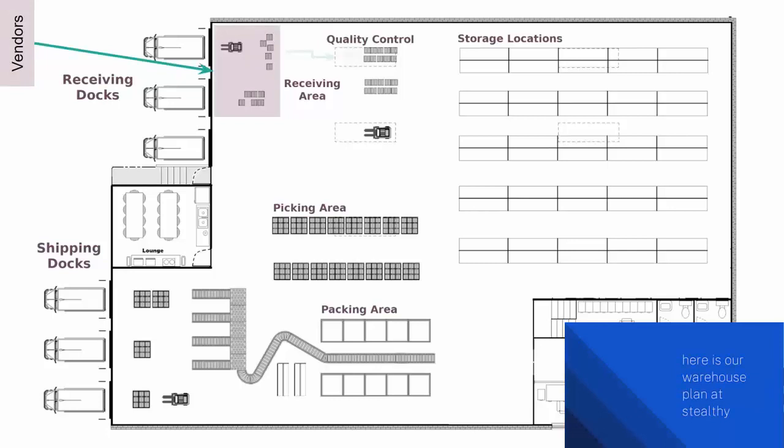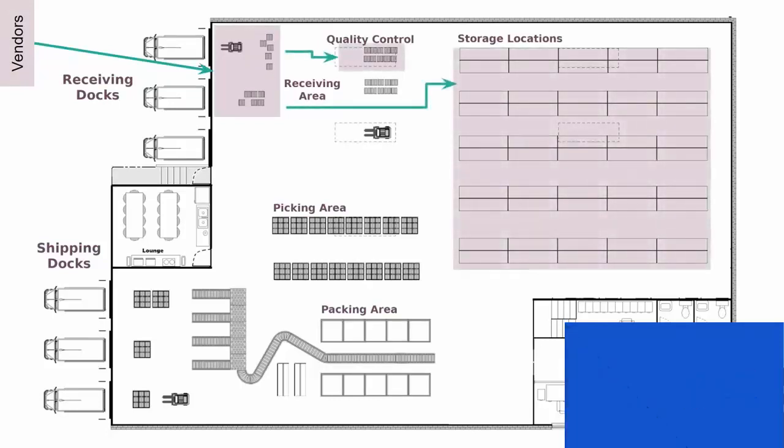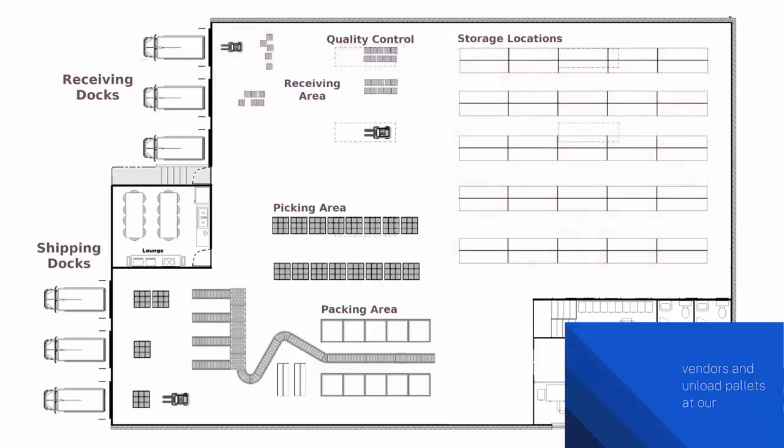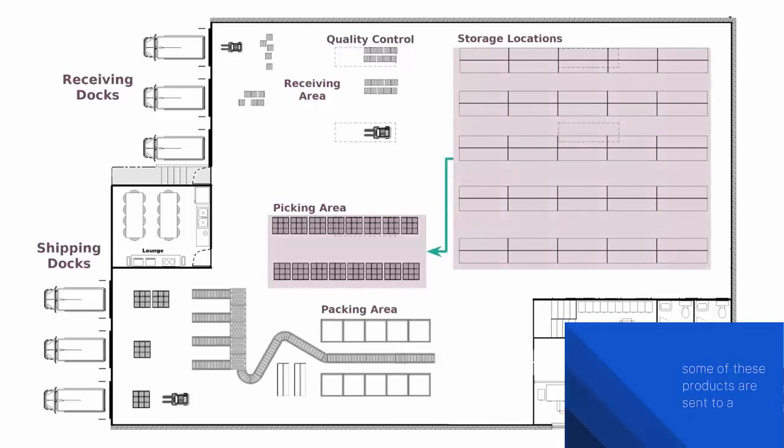Here is our warehouse plan. Trucks bring products from our vendors and unload pallets at our docks, where operators scan their products. Some of these products are sent to our others, and others are stored in their respective locations. Then we have the order fulfillment route.